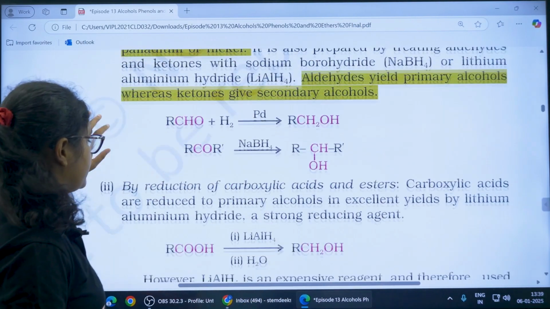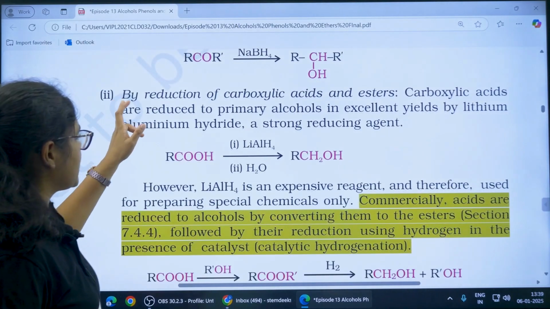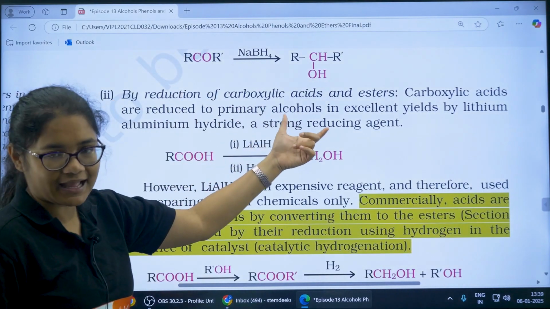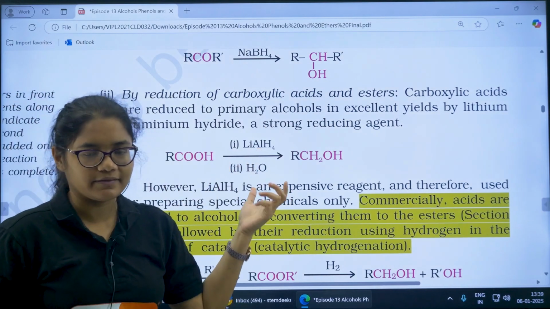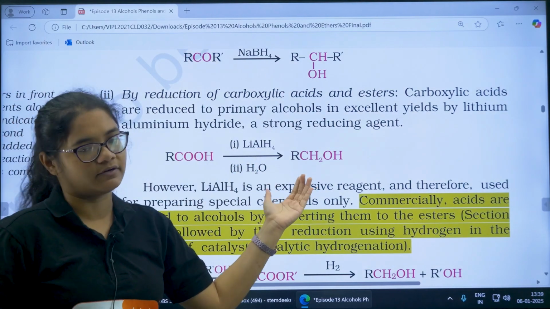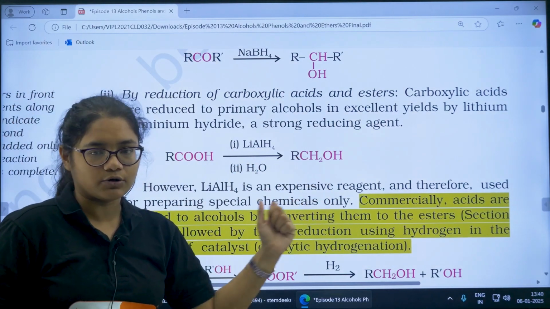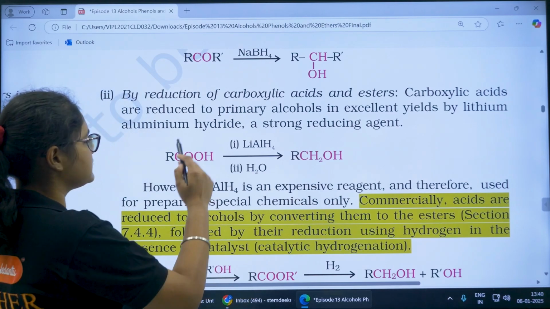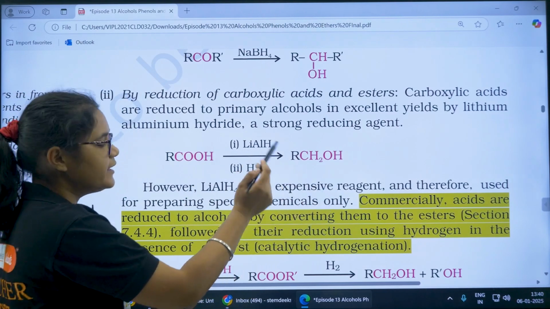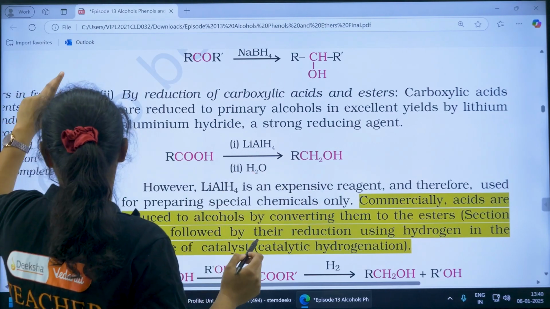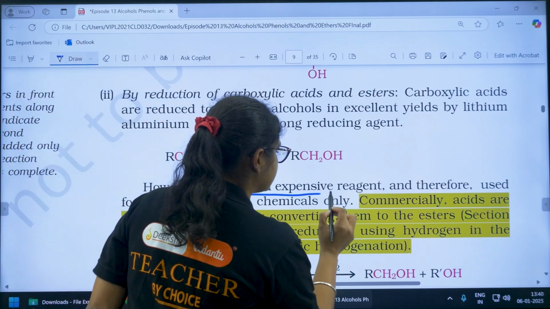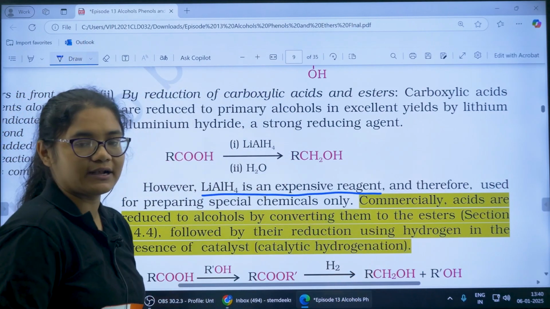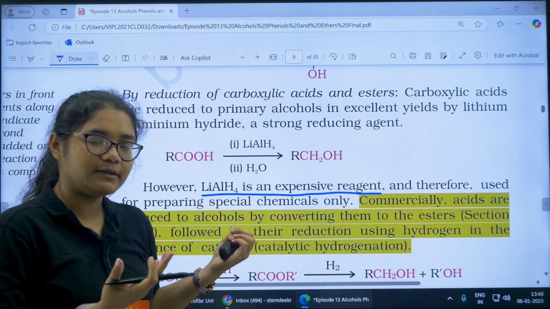Next, the second method is by reduction of carboxylic acids or esters. We know that if we treat with lithium aluminium hydride, then carboxylic acids will be converted to alcohols. But here a question may arise: what is the limitation of this method? You should know that LiAlH4 is an expensive reagent, so that is why it is not a very preferred method.